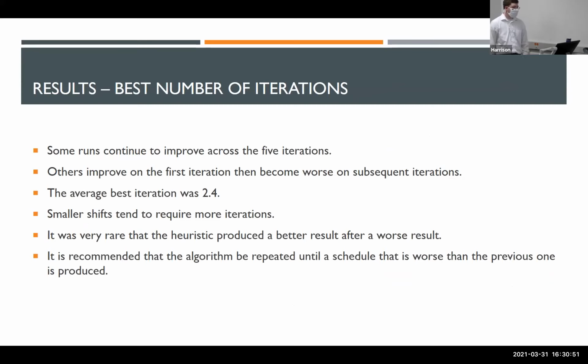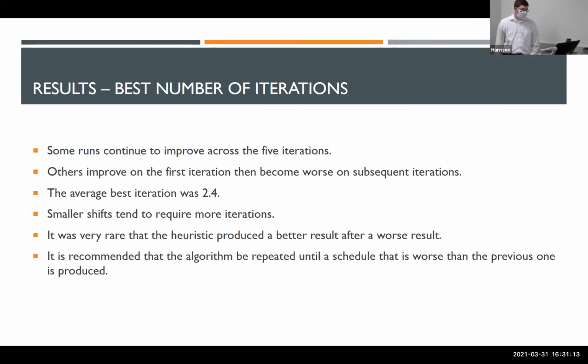The heuristic was run with 5 iterations for each test. Some schedules tended to improve across each iteration, but most improved within a couple and then became worse. The best iteration to stop at averaged 2.4. In general, as you might expect, smaller shifts tended to require more iterations.